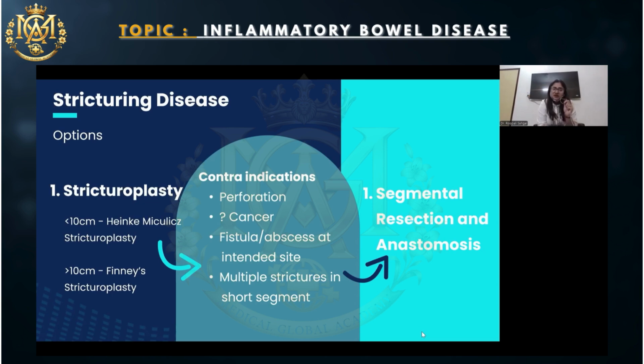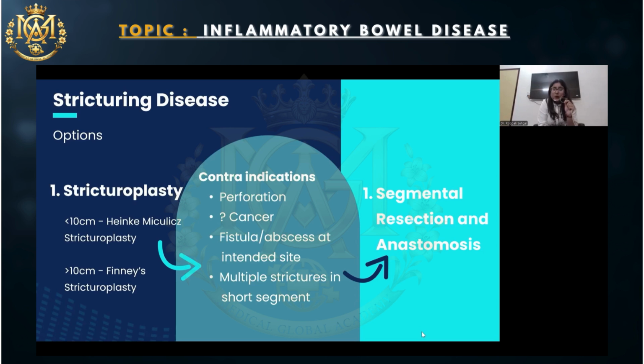Now, if the stricture is less than 10 centimeters of the bowel, we can go for Heineke-Mikulicz stricturoplasty. I'll share the images of how we do these. And if the stricture length is more than 10 centimeters of the bowel length, we can go for Finney's stricturoplasty.